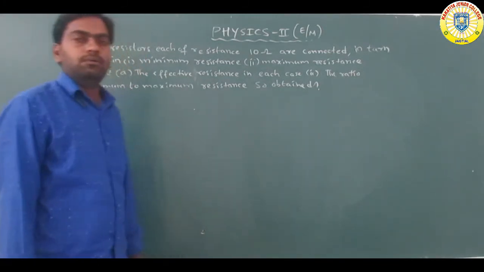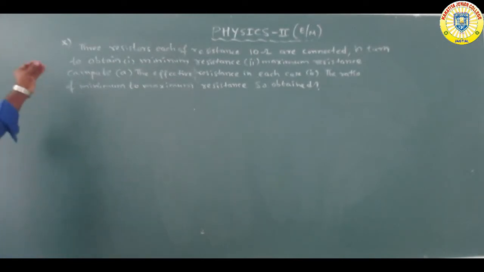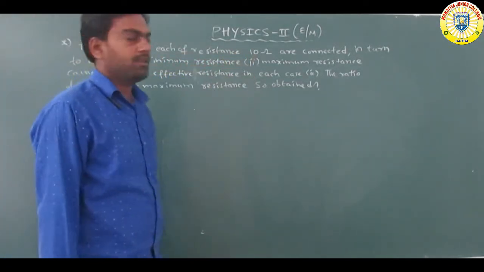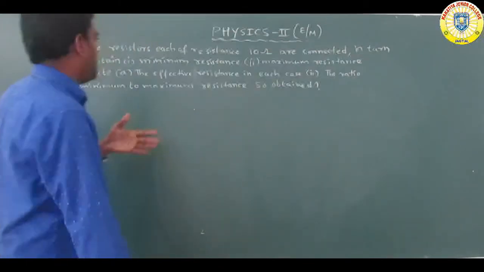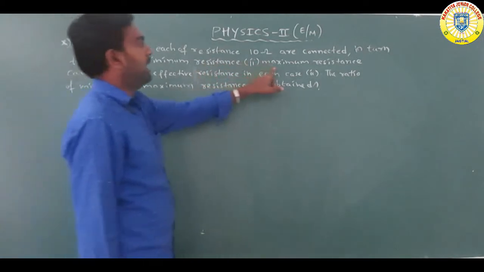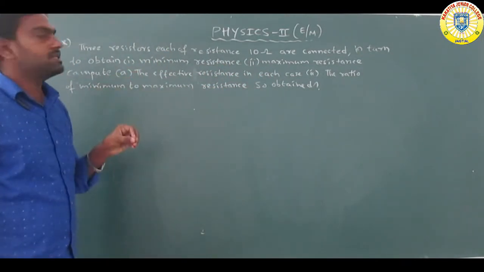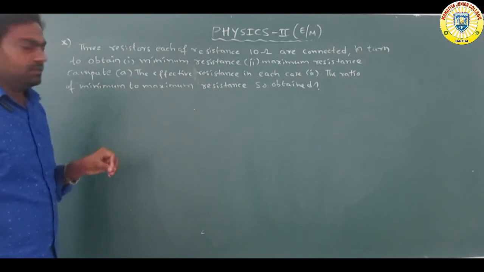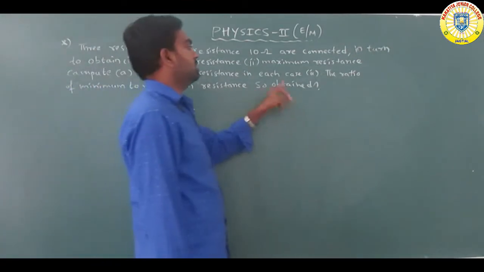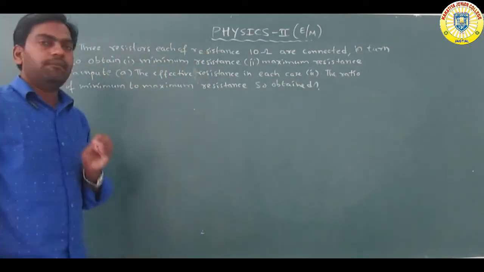So now let us take another problem. Three resistors, each of resistance 10 ohms, are connected in turns to obtain minimum resistance and maximum resistance. Compute the effective resistance in each case, and the ratio of minimum to maximum resistance so obtained.